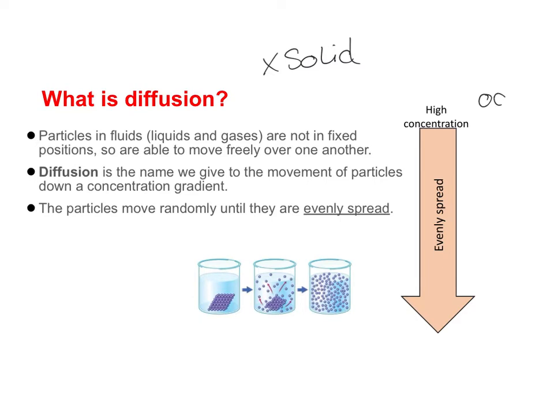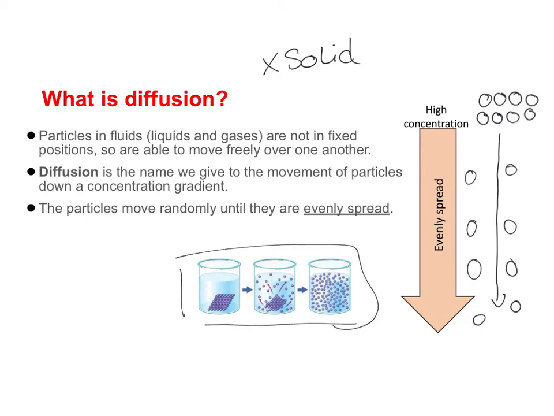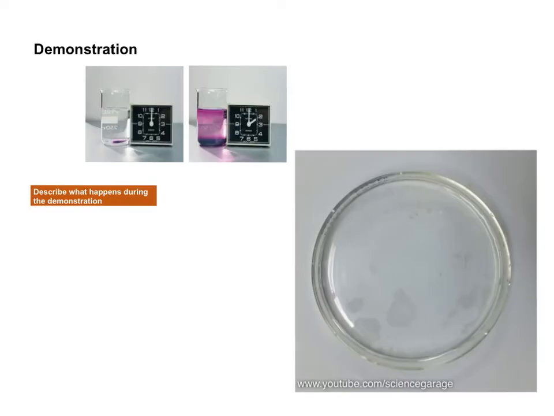Okay, so you start with quite a high concentration. I'm not going to do loads. They're all quite concentrated together, all quite close. They don't like to be close, so what they do is they spread out. Some will end up down here, some will end up here, some will end up here. So they're all in an even spread, and you can see that happening in this diagram here. Okay, so we're just going to watch a little demonstration of it happening.